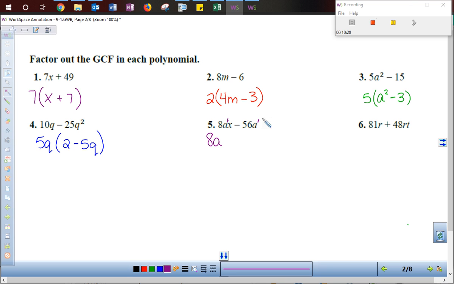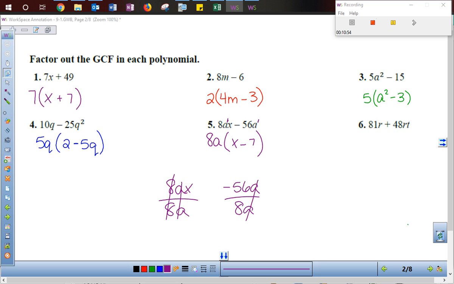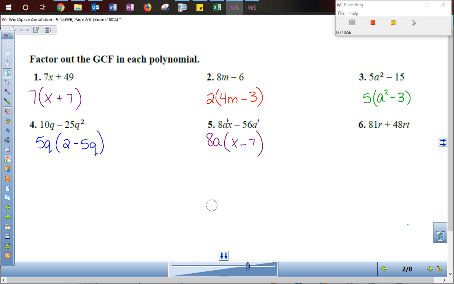Now let's see what I'm left with after I factor out an 8a. So I'll take that 8ax and divide it by 8a. My 8's will cancel out, my a's will cancel out, and that'll just leave me with an x. Now my second term, negative 56a divided by 8a: negative 56 divided by 8 gives me negative 7, and my a's will cancel out, and I'm left with 8a times the quantity of x minus 7.